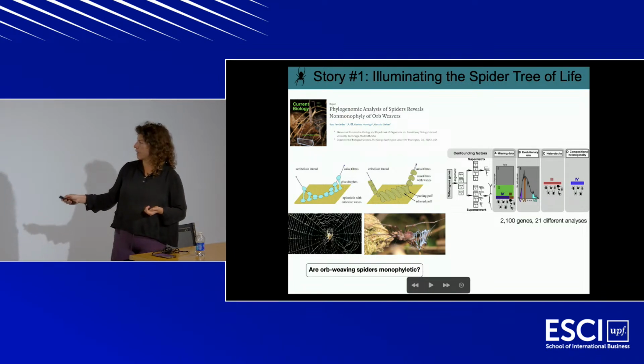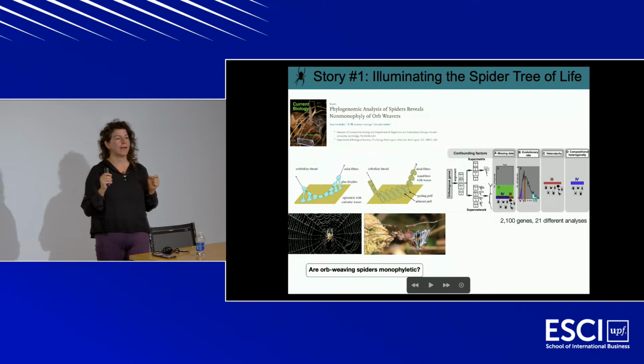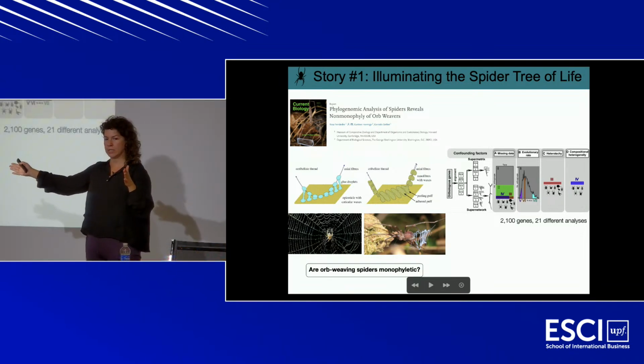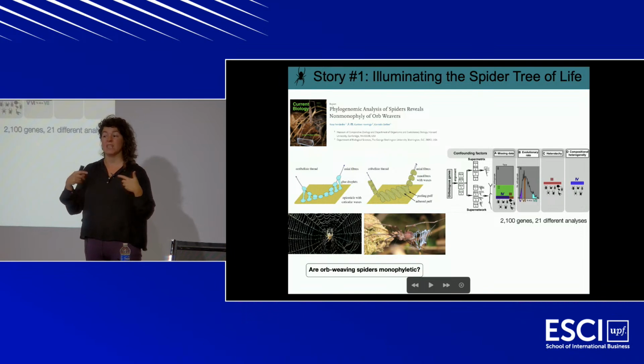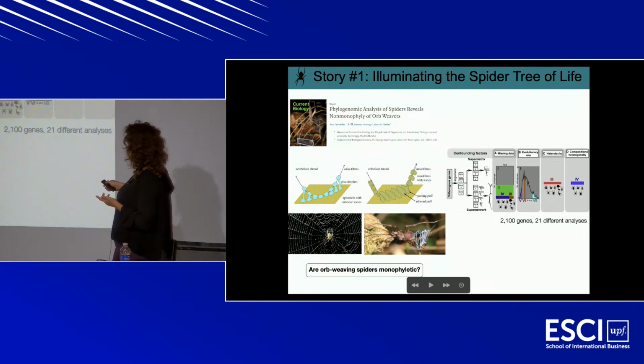And we ended up with a set of 2,100 genes. We ran a bunch of analyses. Something that I would like to touch upon very briefly is that analyzing a lot of genes comes at the price of having to do many different analyses, because by concatenating information, we are also exacerbating different biases that can be affecting our data. So when you do a phylogenomic analysis, you don't do one analysis, you do like 20 or 30 or 40. And this is what this figure represents.